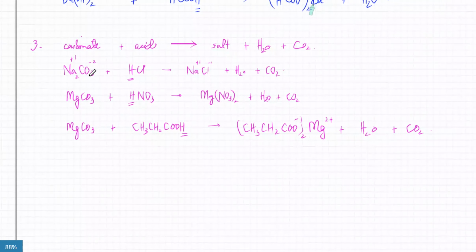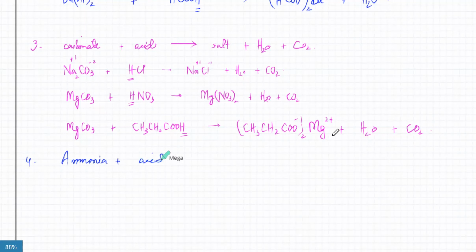Just get rid of the H, replace it with Na. Mg, replace the H with Mg, it would become magnesium nitrate. Or carboxylic acid, same thing. Get rid of the H, replace it with Mg. And there's a fourth reaction which we're going to study, and the fourth reaction is that's also an acid reaction, and that is ammonia plus acid produces ammonium salt.